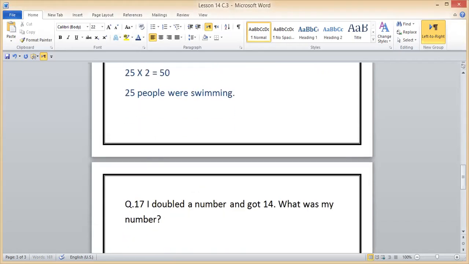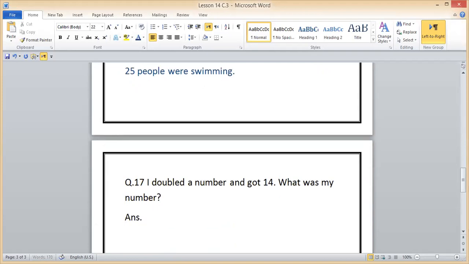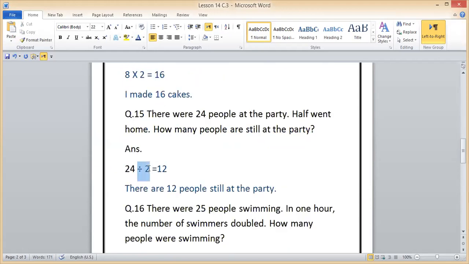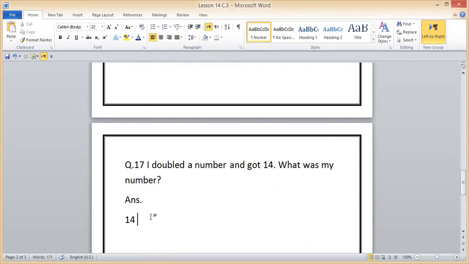The question is saying I doubled the number and got 14. So you will find out the half in order to find that number. If you divide 14 by 2, you will find 7. 14 divided by 2 equals 7. 7 is the number. If you double it, you will get 14. If you want to check, 7 multiplied by 2 will give you 14. Okay, so 7 is the number. If you double it, you will get 14. So you will see the number was 7.